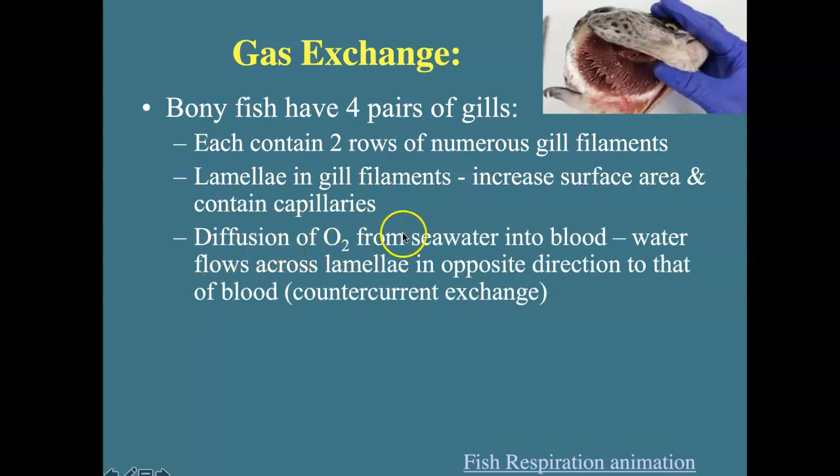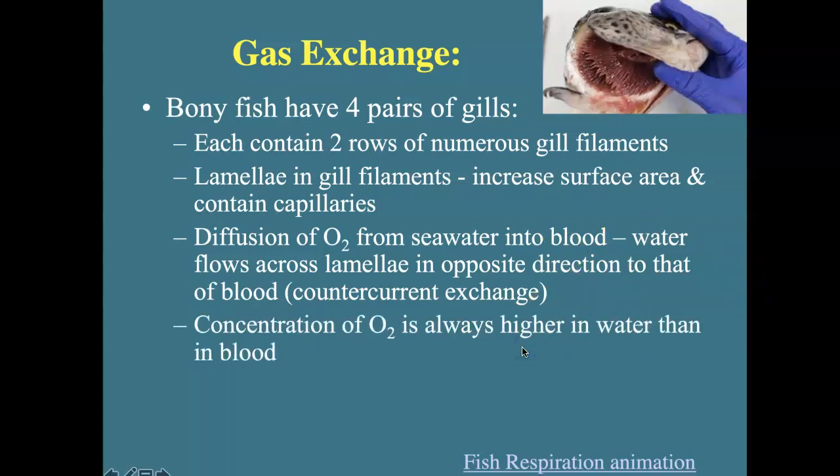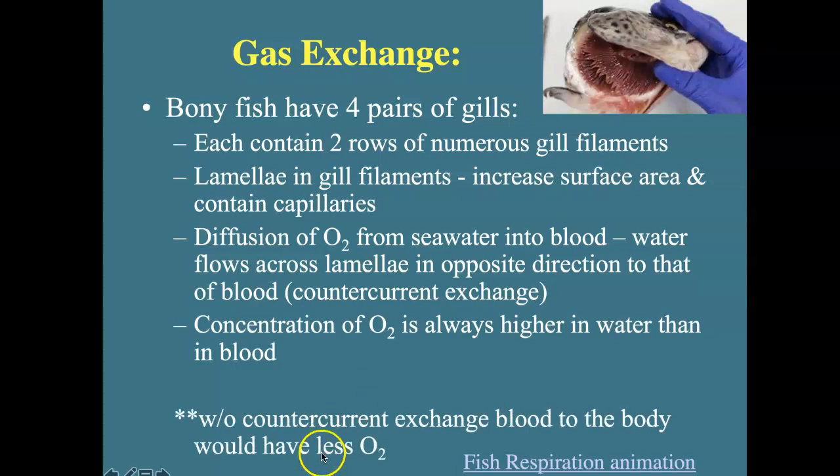So diffusion of oxygen from seawater into the blood is going to use this countercurrent exchange. Water is going to flow across the lamella in the opposite direction to the flow of blood. That's that countercurrent exchange to make sure that you maximize your diffusion of oxygen, okay? The concentration of oxygen is always going to be higher in the water than it is in the blood as it moves across, just like we talked about. Without that countercurrent exchange, there would be less oxygen absorption. So this really maximizes oxygen absorption in these fish.